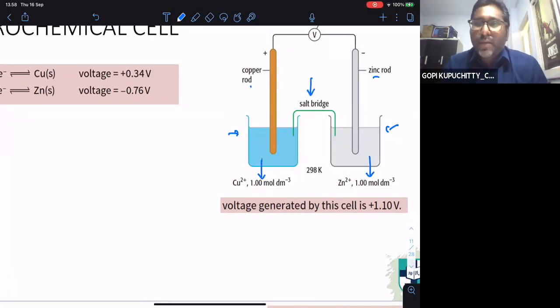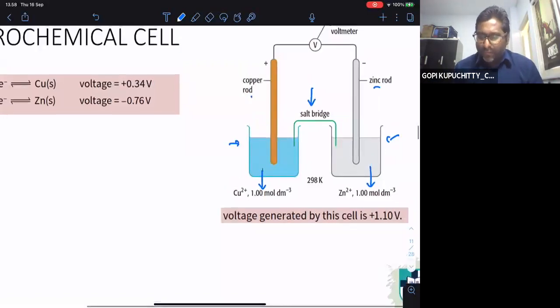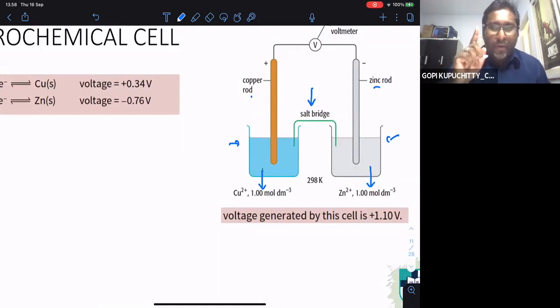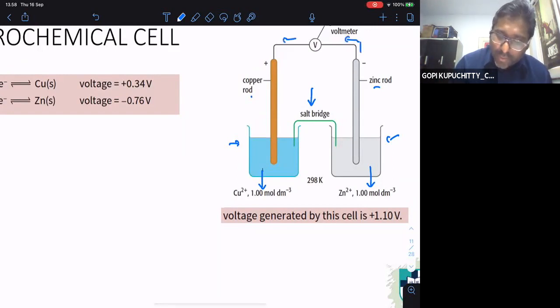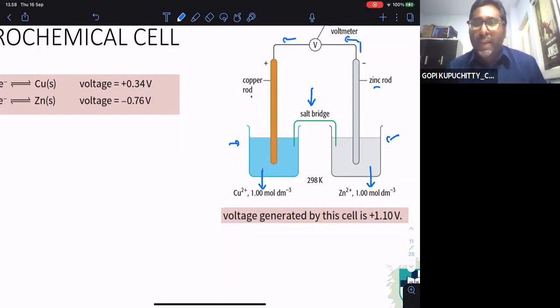What is a salt bridge? The salt bridge is going to connect the circuit. How? Do remember, some students think electrons move through the salt bridge. Do remember, electrons can only move in the external circuit. What is the external circuit? The wire. This is the negative terminal, so the electrons move over here and go there. This is the way electrons move.